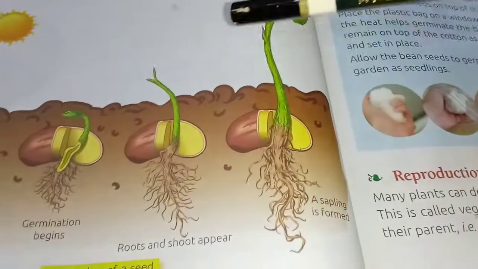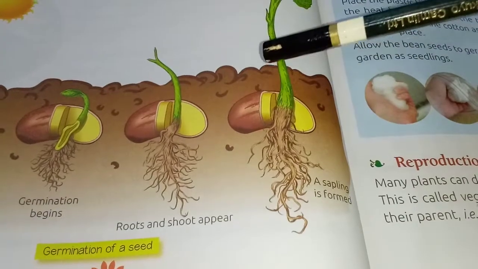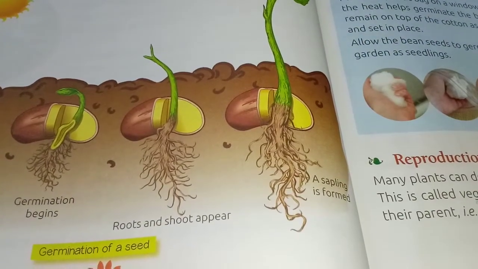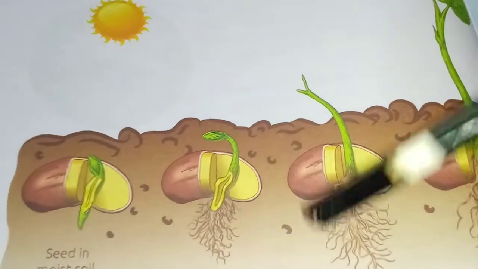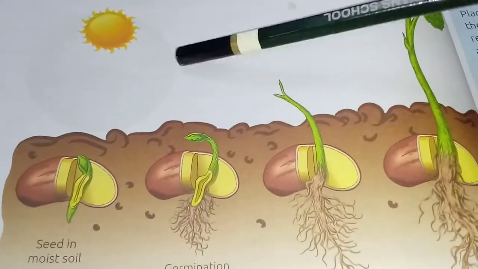Necessary conditions required for the germination of seeds are appropriate amounts of warmth and sunlight. Without sunlight, it can't be possible. Germination is not possible without sunlight.